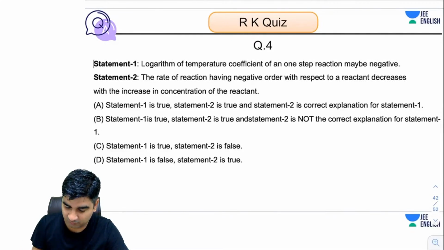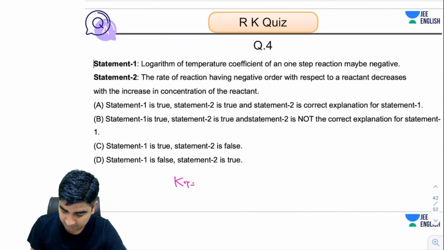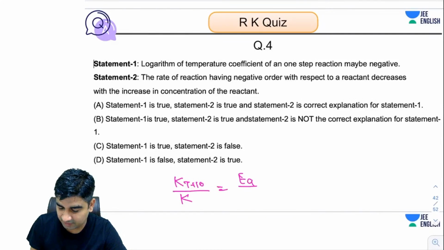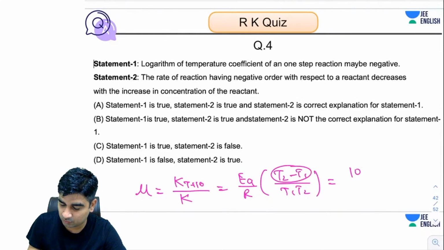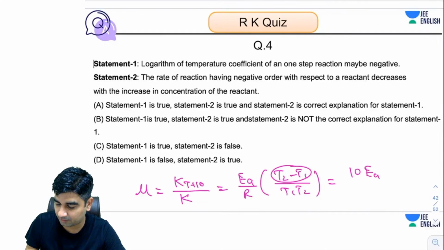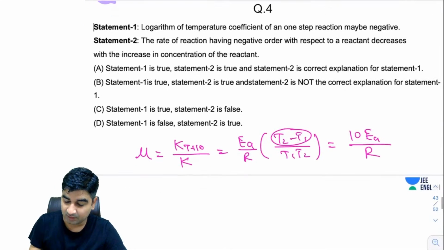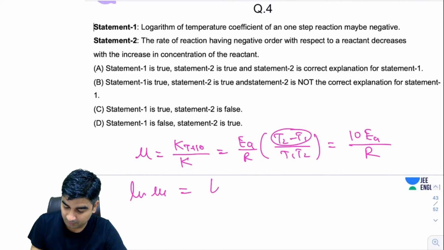So temperature coefficient will be upon K, and we get it as EA upon R T1 T2. This is temperature coefficient. This is T2 minus T1 will be 10 EA upon R. So if we write logarithm of nu, it will be log of 10 EA by R.